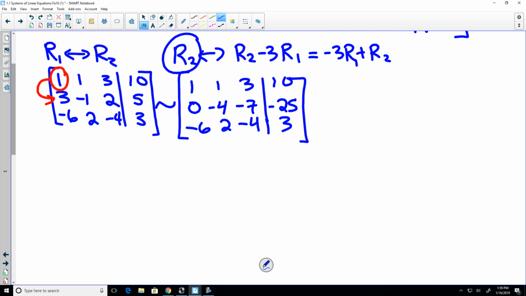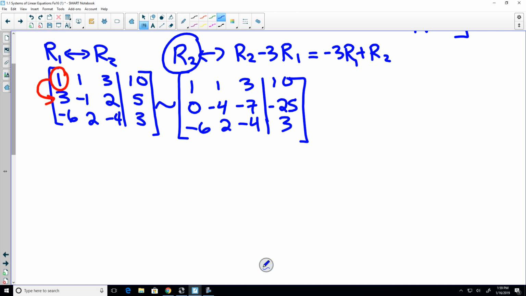Why? Well, we already talked about the triangular form, right? We want that triangular form, and because we're working with row operations and not column operations, if we were doing column operations, you might do it differently, but we're not. We're doing the row operations.